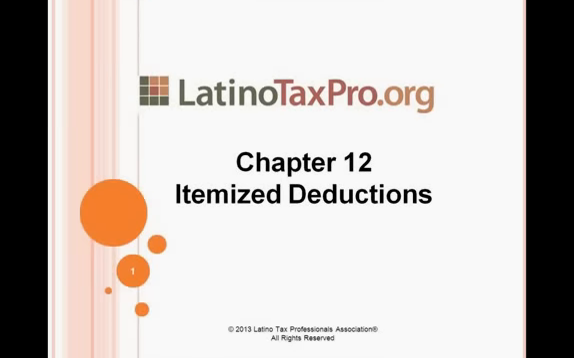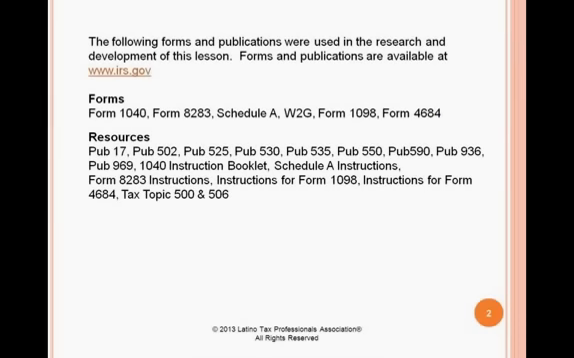Chapter 12, Itemized Deductions. The following forms and publications were used in the research and development of this lesson. Forms and publications are available at www.irs.gov. The primary form utilized with itemized deductions is Schedule A.